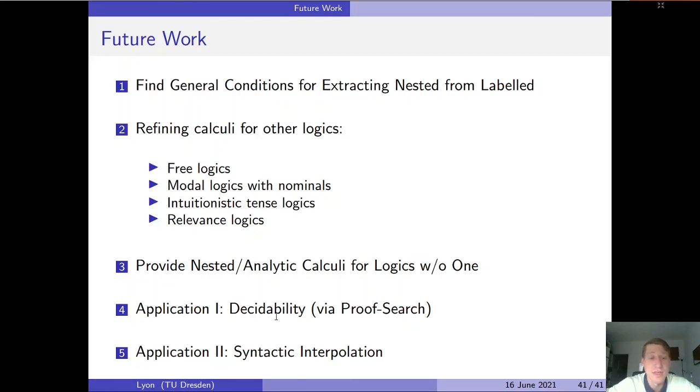And then to use these to give generic proof search procedures, or to prove decidability for these logics. And also, I would like to look into the interpolation problem for logics that have these nested sequent calculi extracted from this method. In particular, I'd like to look at the interpolation problem for these intuitionistic modal logics that I introduced today.